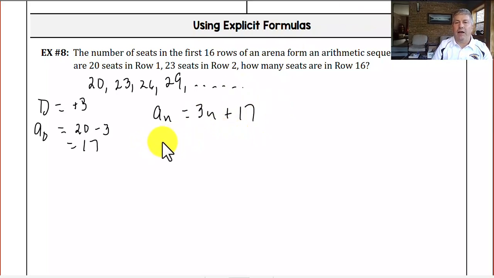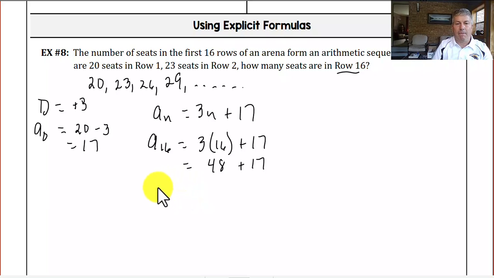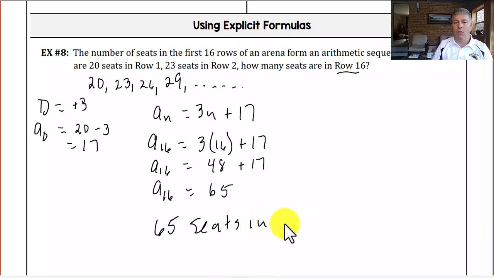Now we want to find out how many seats are in the 16th row. So we want to find a sub 16. So 3 times 16 plus 17. 3 times 16 is 48 plus 17. So a sub 16 is equal to 65. So there are 65 seats in row 16.